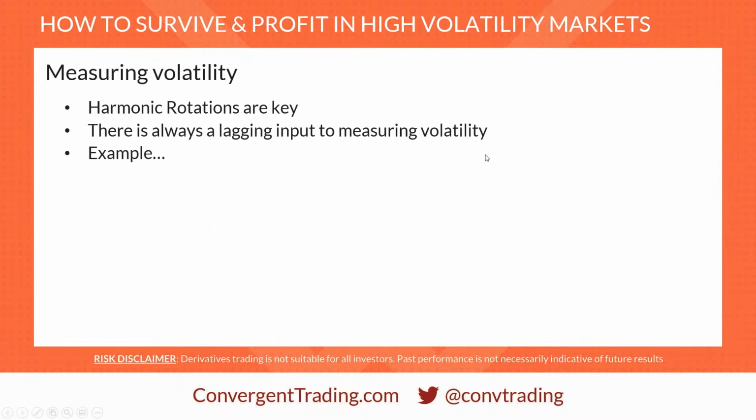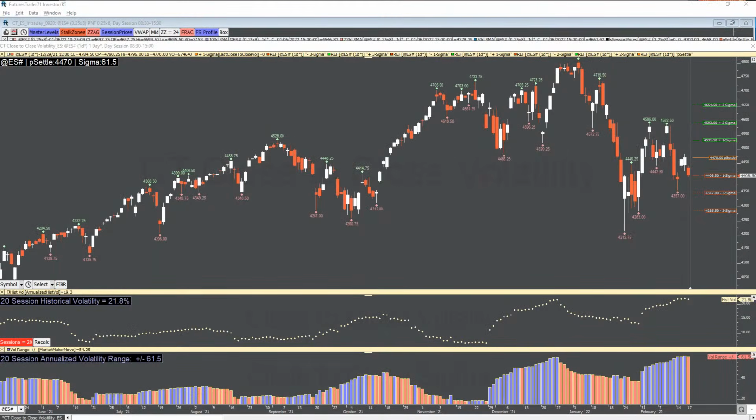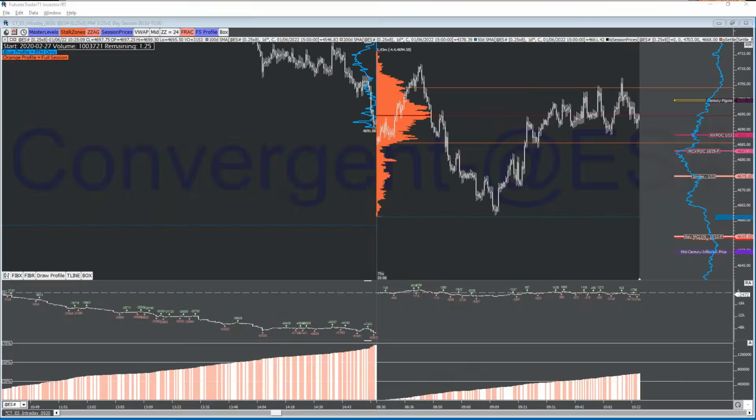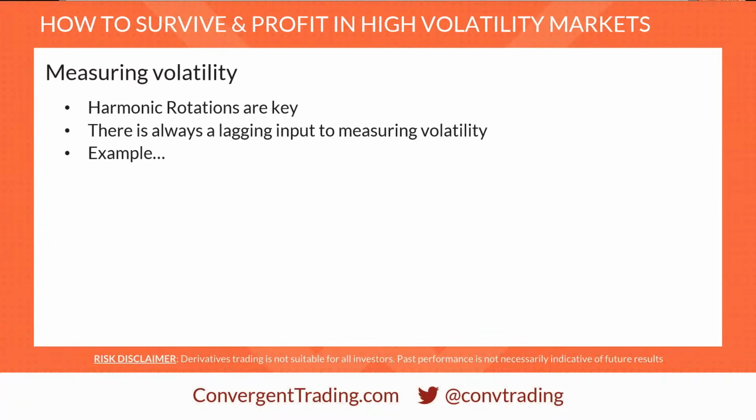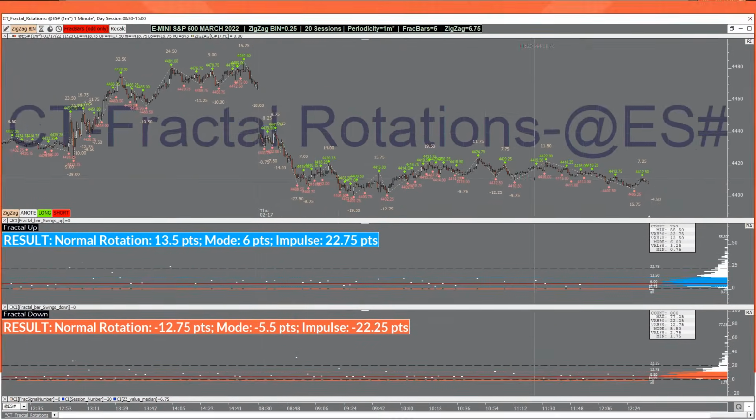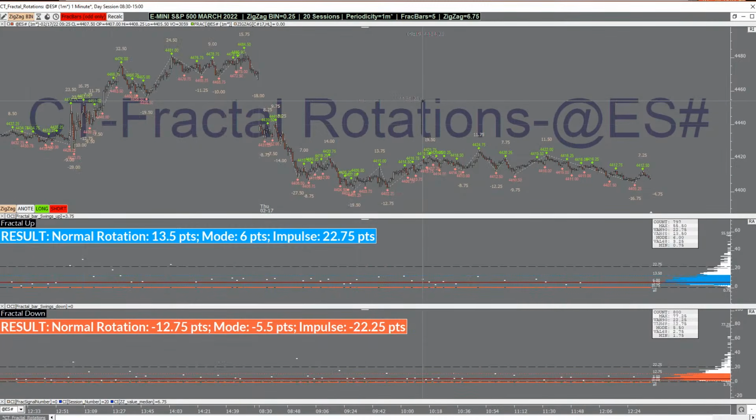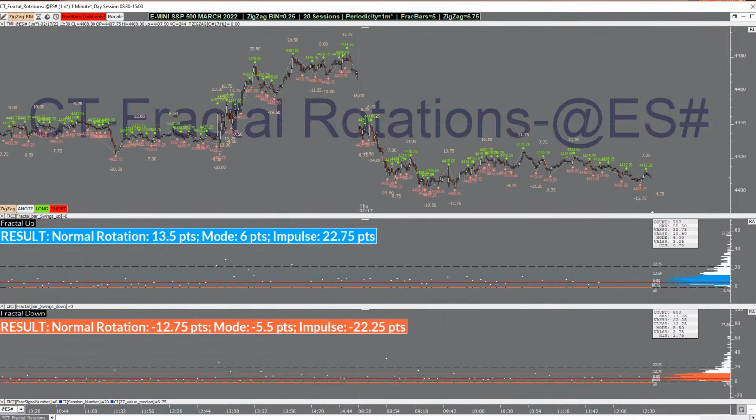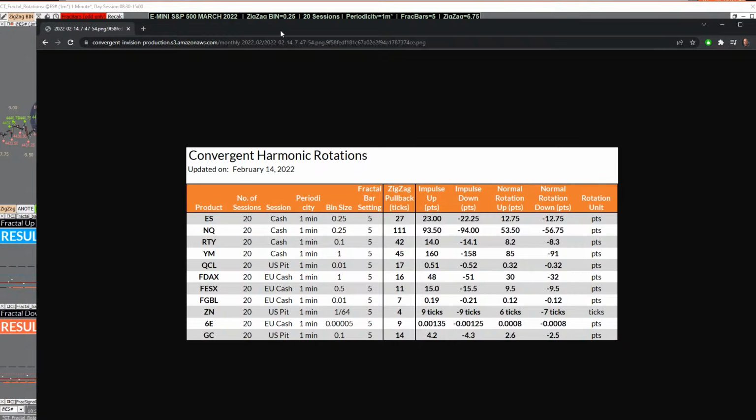So as an example, we're going to look at how we measure historical volatility here, and we use a fractal chart. At Convergent, what I do every Sunday night or on Monday very early these days, because I have a new baby and I don't sleep, is generate a chart that provides Convergent members with the volatility measures. It looks like this.